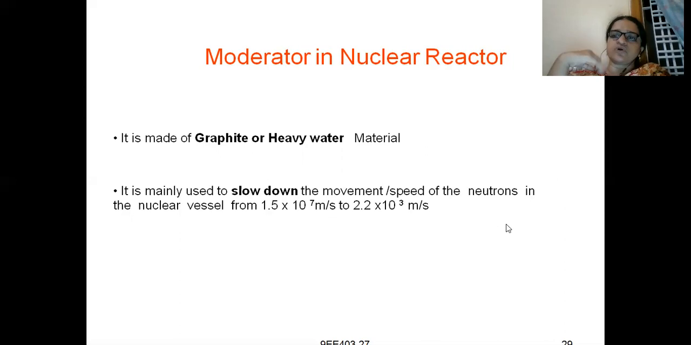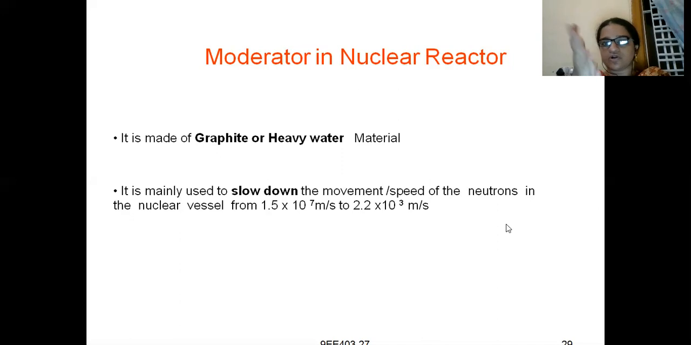So it is mainly used to slow down the speed of neutrons. The speed of the neutrons coming out of the nuclear fission reaction will be reduced. What happens if the speed is reduced? The neutron will still come and collide with the uranium 235 isotope, but this process will take a longer time. So more and more energy will not be liberated. Energy will be liberated, but in some defined time period, this much amount of energy will be liberated. It will depend on the speed of the neutron.